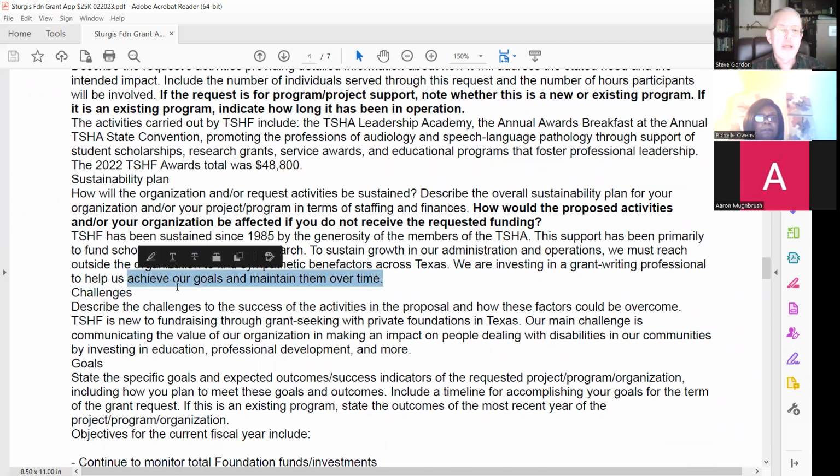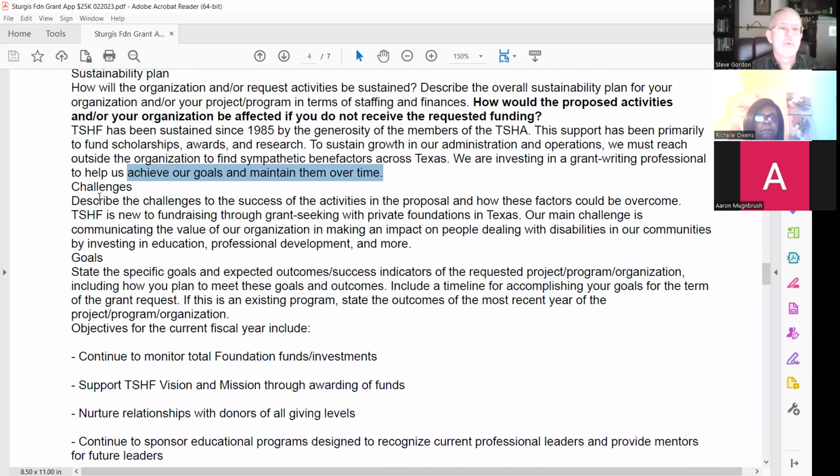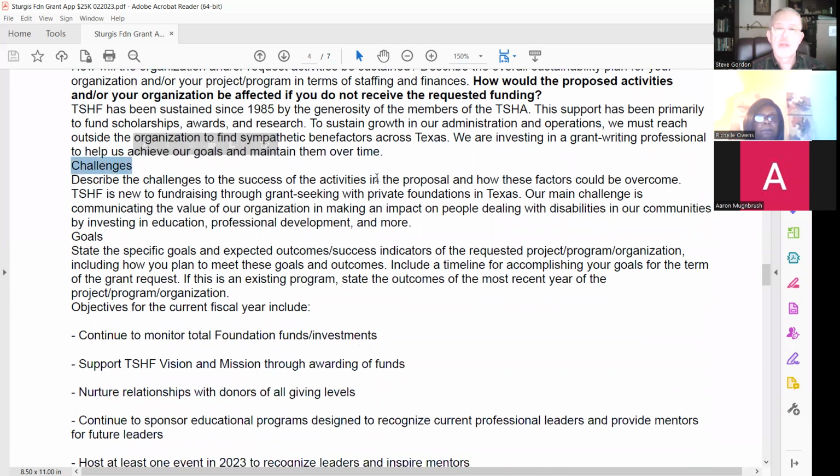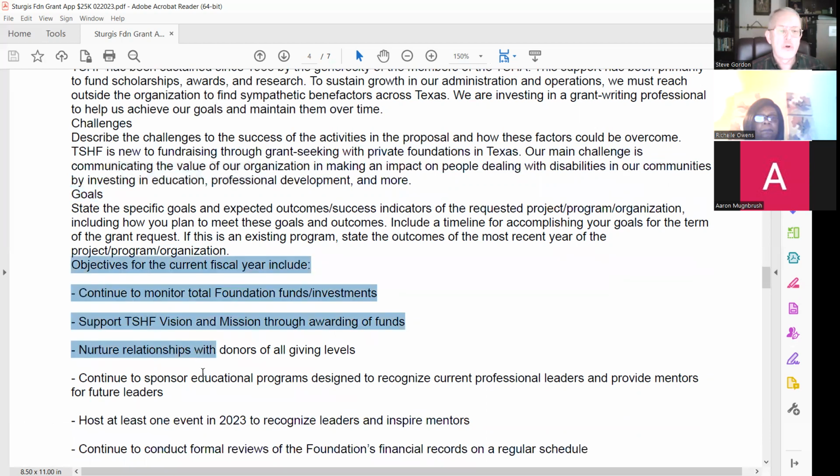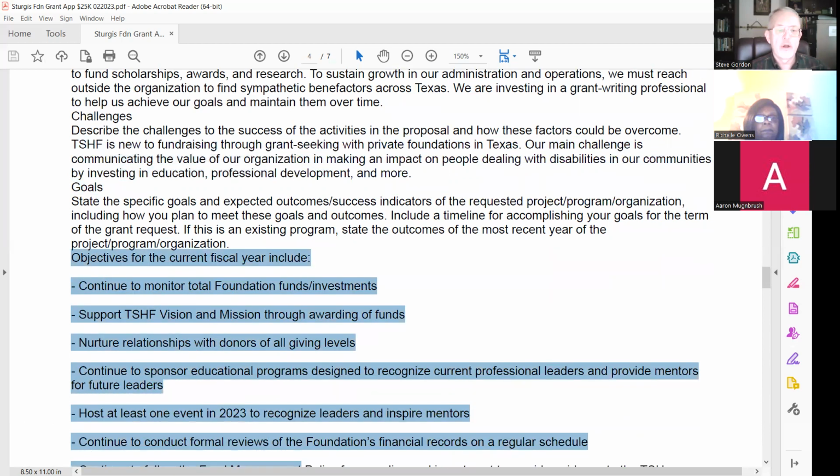Then they want to know the challenges that you're going to face. Okay. Describe your challenges, and so we have a challenge statement. Here's some of the challenges we expect to face. Goals. They want to know your goals. Here's our answer on our goals. We have a whole series of goals we want to accomplish in the year.